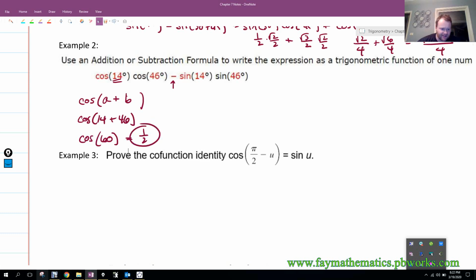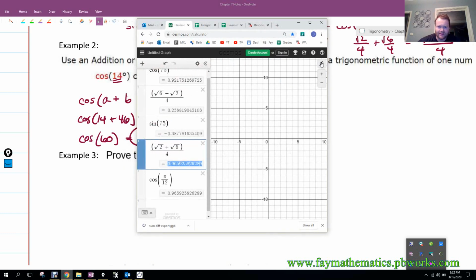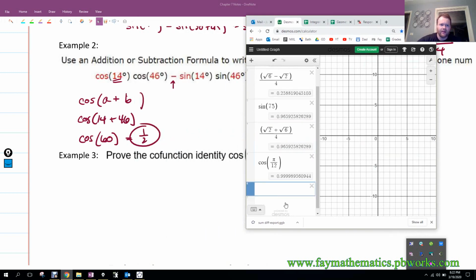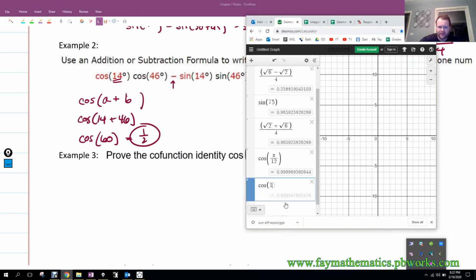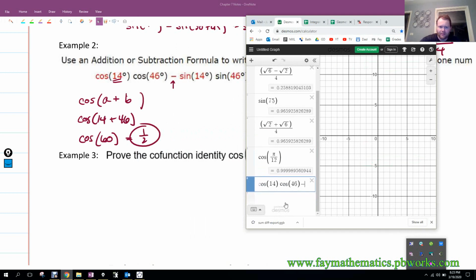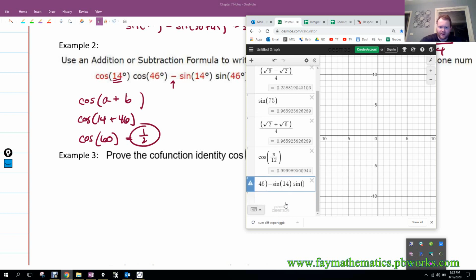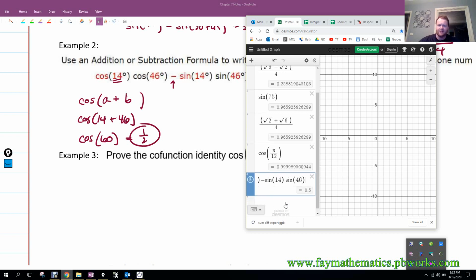So let's just check to see if that actually makes sense. If we go back to Desmos, type in cosine of 14 degrees times cosine of 46 degrees minus then sine of 14 sine of 46, we see that it does indeed give me that 0.5.